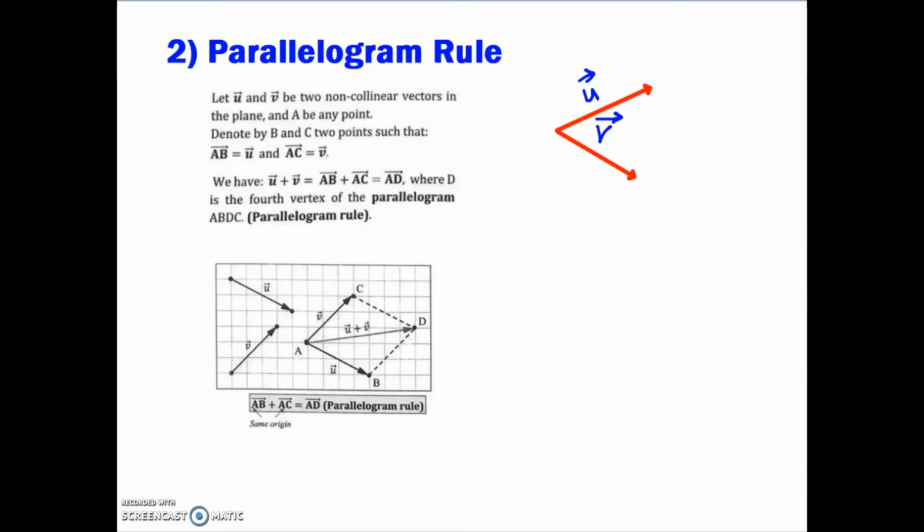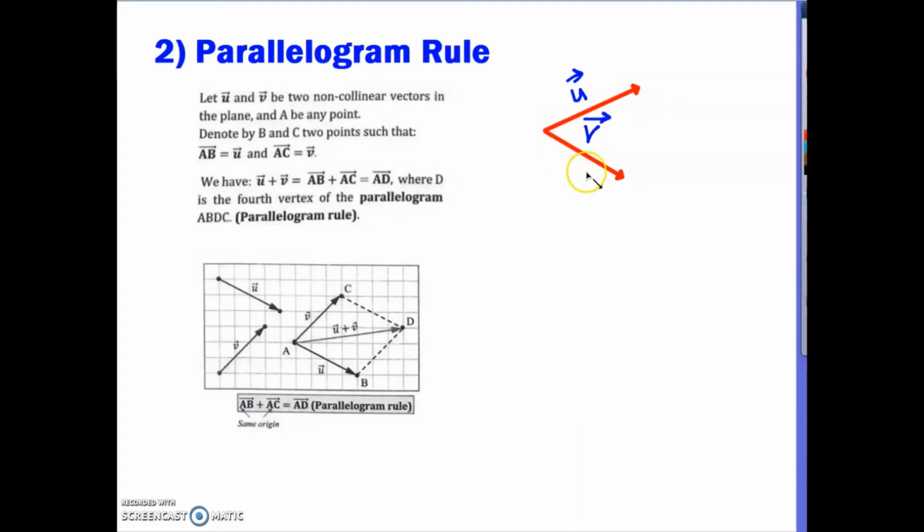So the idea here is to complete this shape to form a parallelogram. So I will complete this shape to form a parallelogram. I will draw a segment here parallel and equal to this one, to v, and another one parallel and equal in length to u.